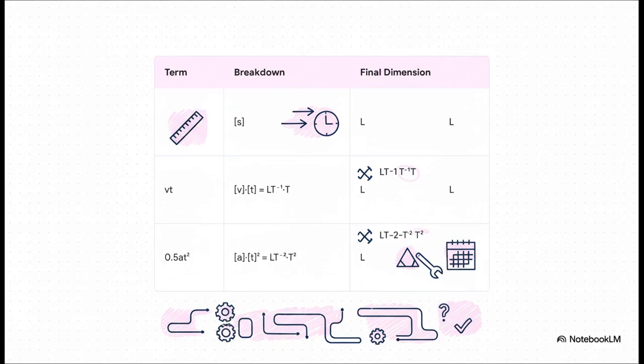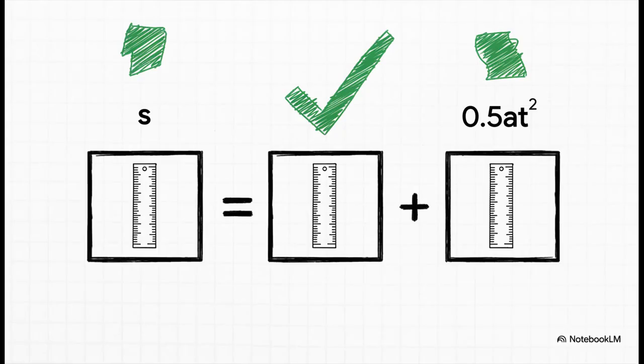And the last term, the number 0.5 is dimensionless. Acceleration is LT negative 2, and time squared is T squared. Again, the T negative 2 and the T squared cancel, leaving just L. And look at that. L, L, and L. Every single term simplifies down to the dimension of length.